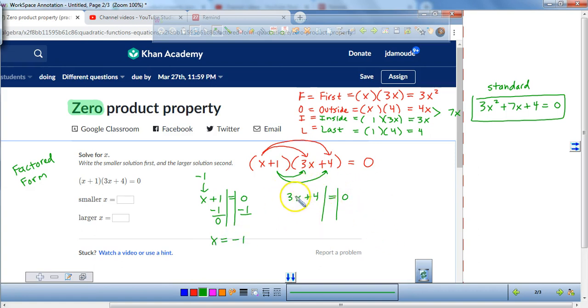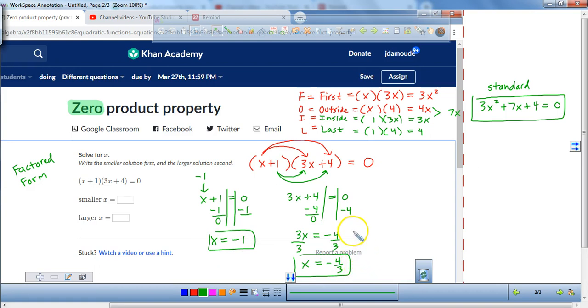Now, this one's a little bit trickier, all right? But you can just do your problem-solving process. Just take away 4 from this side to get to 0. Take away 4 from this side, and you're left with 3x equals -4. And then what would you do to both sides to finally solve for this letter called x, the variable? You divide both sides by the number 3. And you get x equals -4/3. Okay? So we have x equals -1 and x equals -4/3.